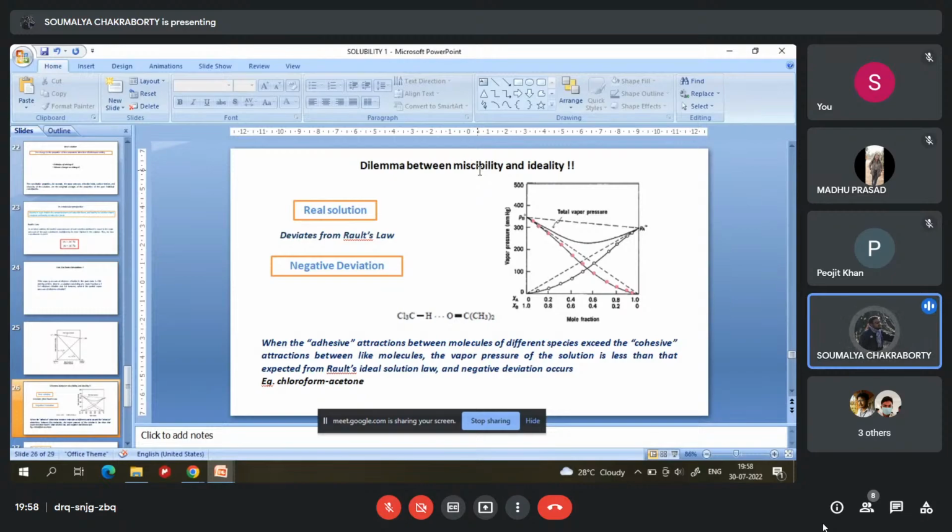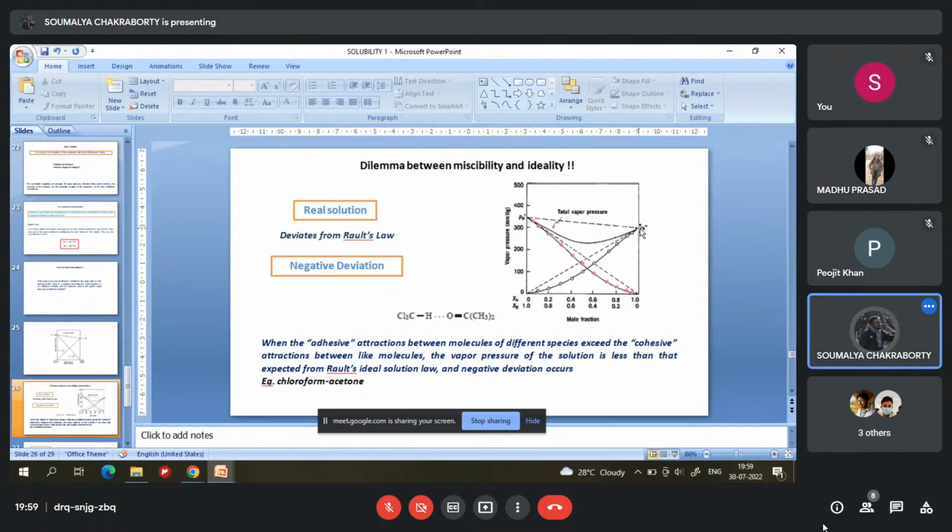Basically, the solution or system deviates from Raoult's law, and there are two kinds of deviation. One is called negative deviation, another one is called positive deviation. When negative deviation takes place, the adhesive interaction between the molecules of different species exceeds the cohesive attraction between the like molecules, the vapor pressure of the solute is less than that expected from Raoult's ideal solution law, and negative deviation takes place. So this is a pictorial representation. This should be the ideal vapor pressure of the resultant binary mixture, but in reality, what is taking place? The value of the vapor pressure is getting lower than that calculated from Raoult's law.